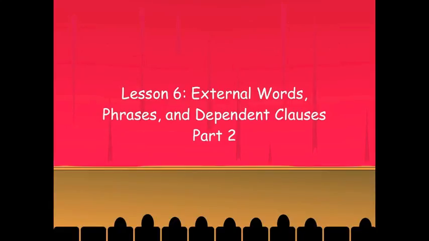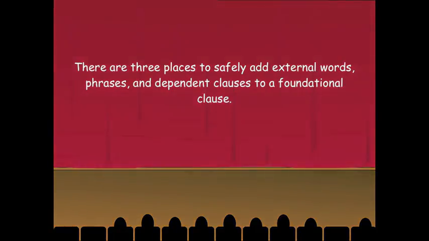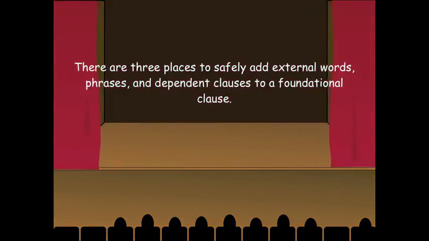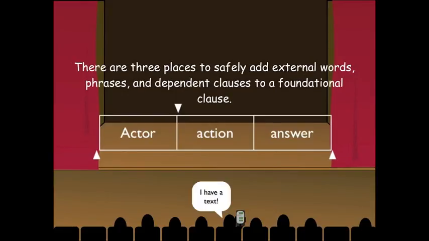Welcome to Lesson 6, External Words, Phrases, and Dependent Clauses, Part 2. As we discussed in the last lesson, there are three places where you can safely add external words, phrases, and dependent clauses onto a foundational clause. Those three places are before the actor, between the actor and the action, and after the answer.